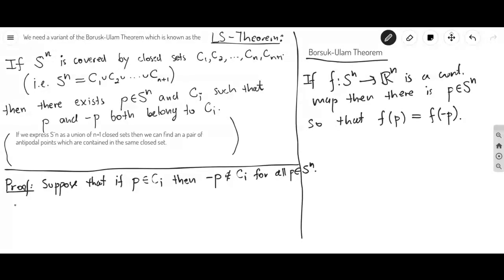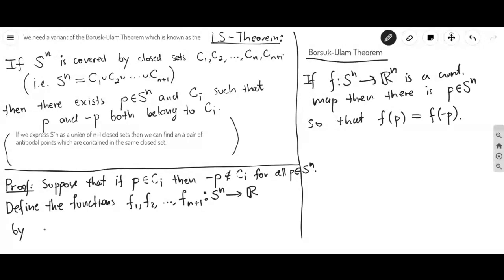So we're going to define the functions f1, f2, up to fn plus 1. And actually, if you look at the proof that we're about to give, it will feel very similar to the same kind of technique that we used when we proved the ham sandwich theorem. So we're going to define a total of n plus 1 functions. These are going to be functions from the n-dimensional sphere into R. These are going to be real valued functions, and they're going to be continuous. Every one of these functions fi is going to be defined as follows.